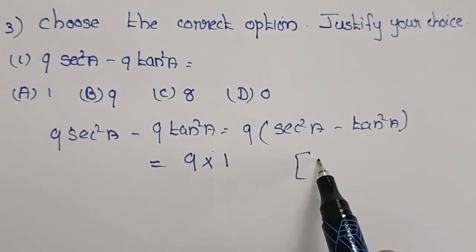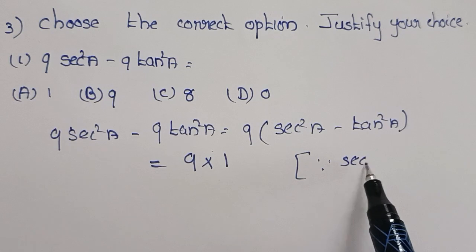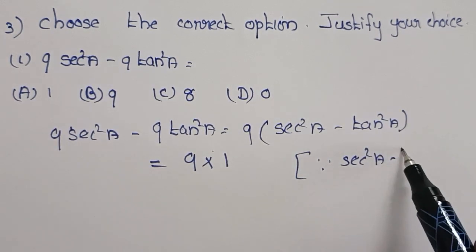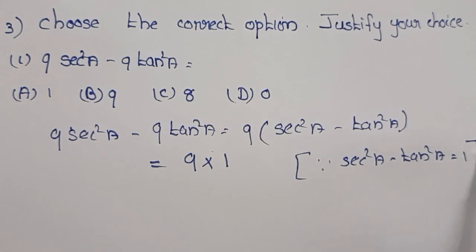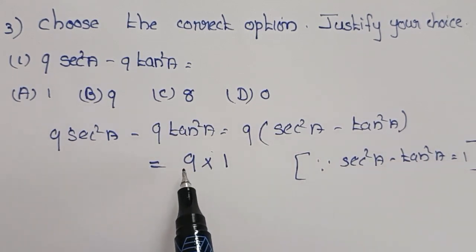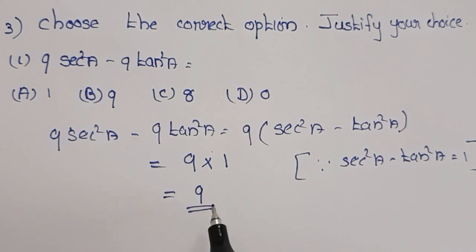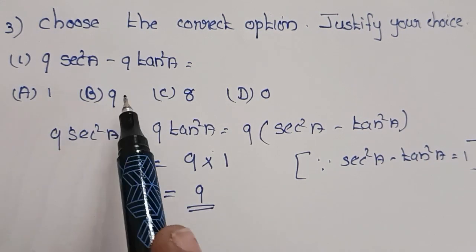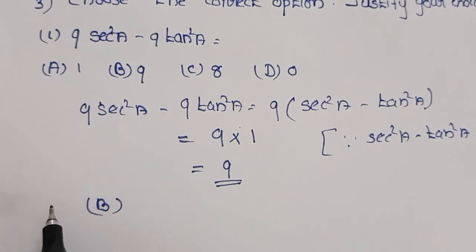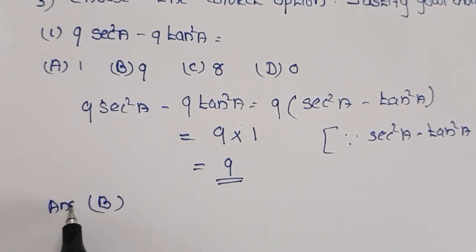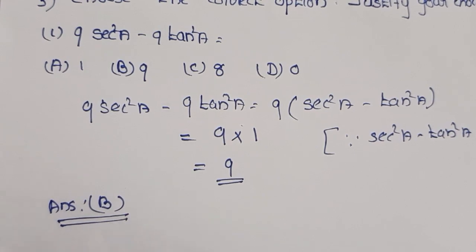Reason: since sec square A minus tan square A equal to 1, using that identity, we get it is equal to 9 into 1. That is equal to 9. Therefore, the correct option is which one? B. B is the correct answer. Okay. So, the answer is option B.